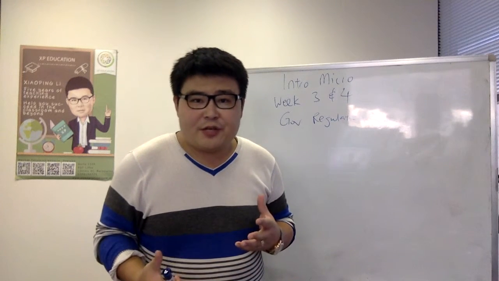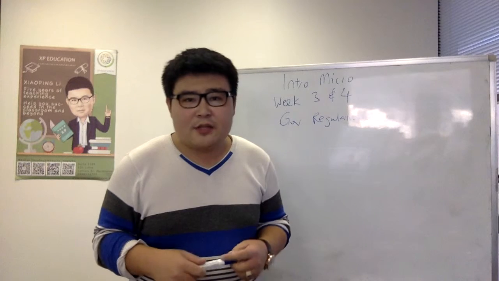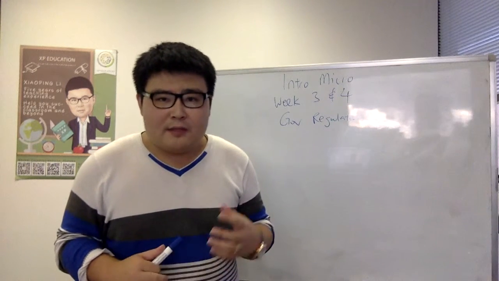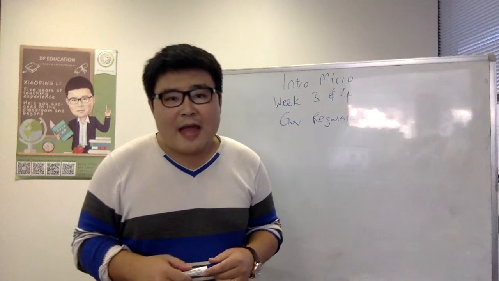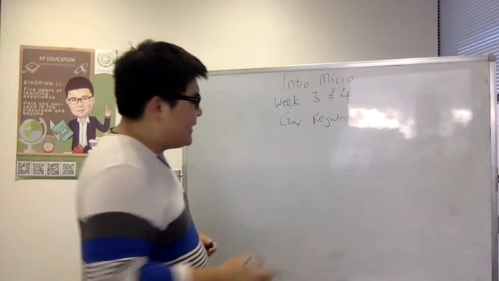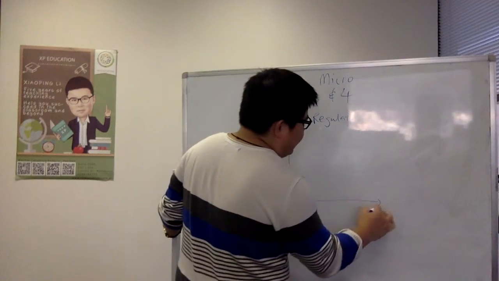Today I'm presenting you guys with the week 3 and 4 contents in terms of Introductory Microeconomics. So in this short clip, I'm going to talk about the government regulations and also how they impact the market, yes? Now first of all, I want to talk about whenever the market is in equilibrium, yeah?